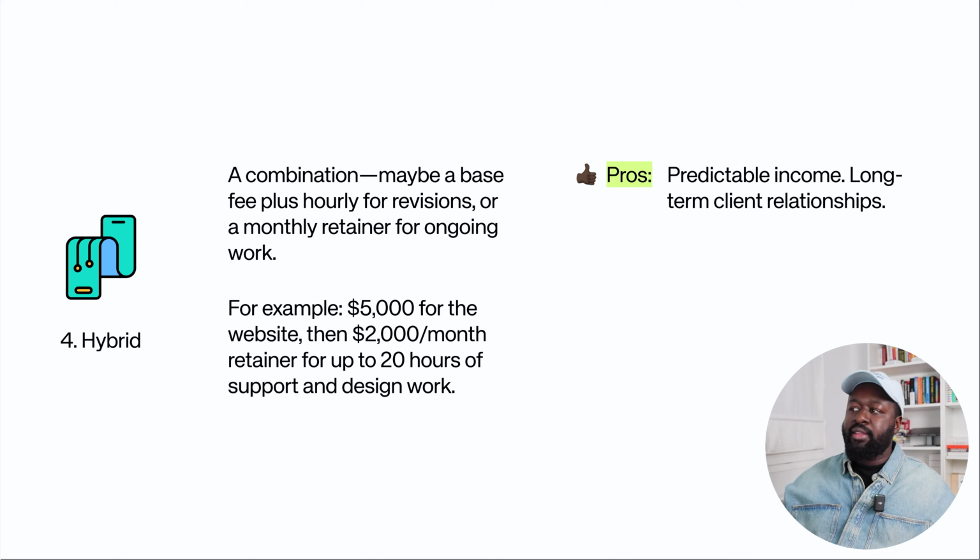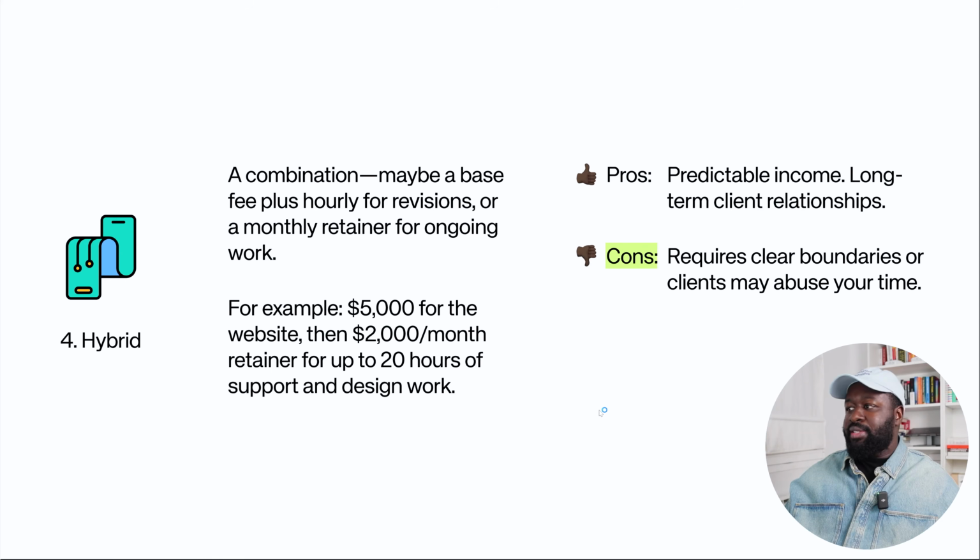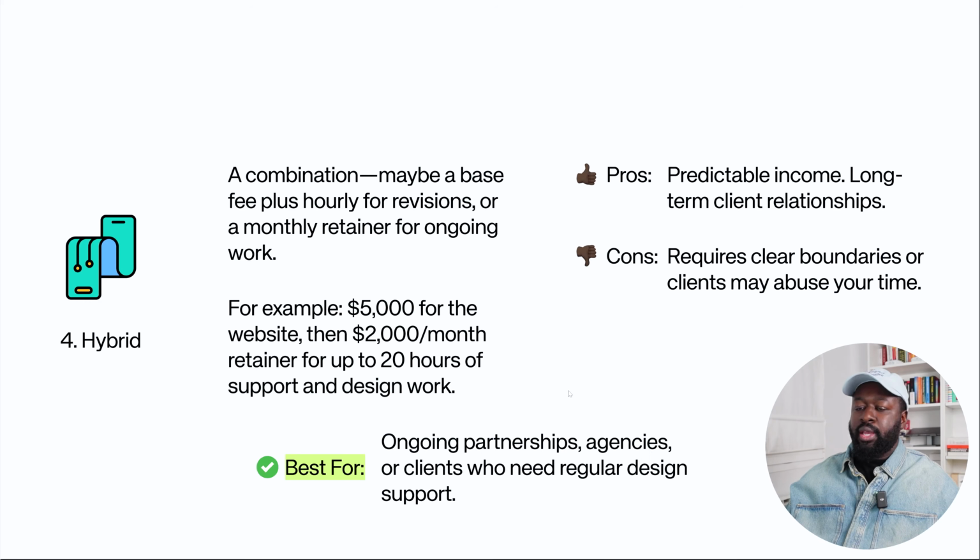And this is great. I had a client pay me $2,000 per month for a project, and it was great because I always knew that at the end of the month, I would receive $2,000. It's great for stability. The main con is that it requires clear boundaries, okay? Or clients may abuse your time. So make sure all boundaries are clear in the contract. And this pricing type is best for ongoing partnerships, agencies, or clients who need regular design support.